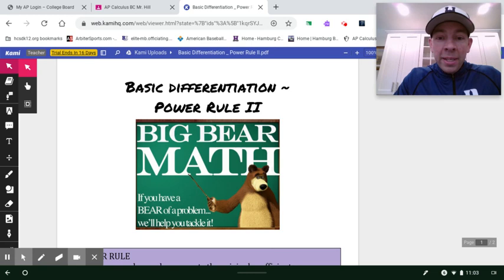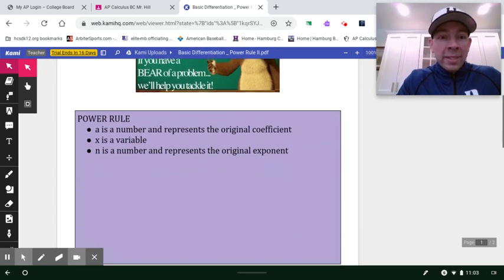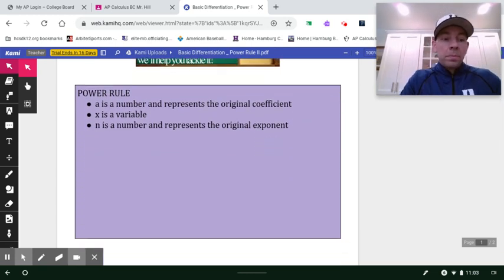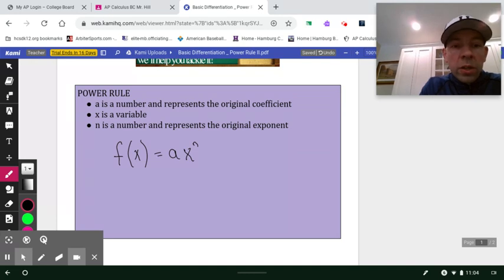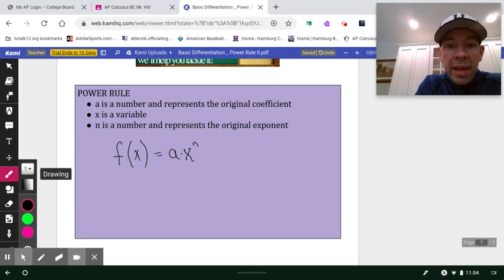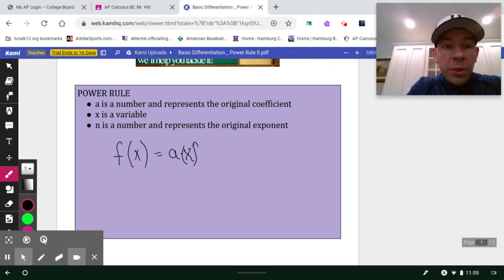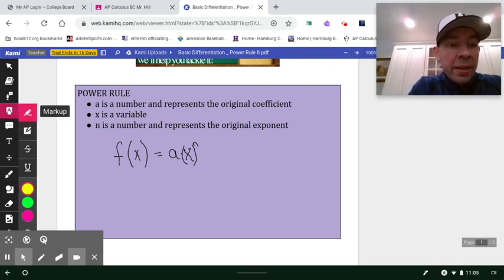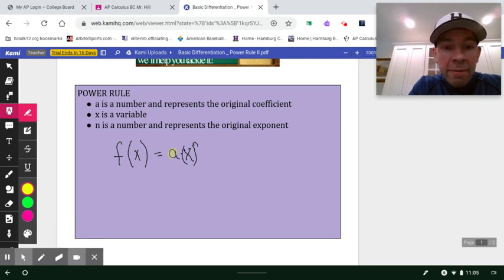Let's jump right into this. So what is the power rule exactly? Consider your generic function here. We're saying that f of x is equal to a times x to the n. And just for emphasis here, we'll put parentheses there to say only the x variable is being raised to the n.